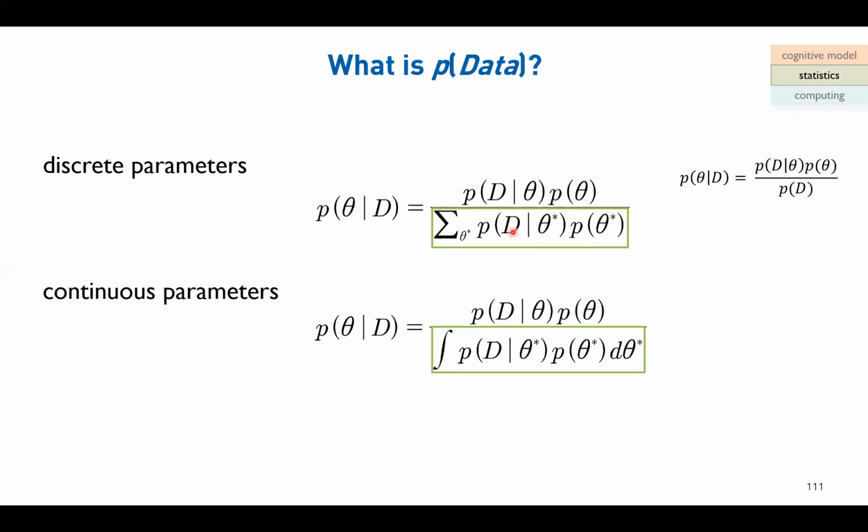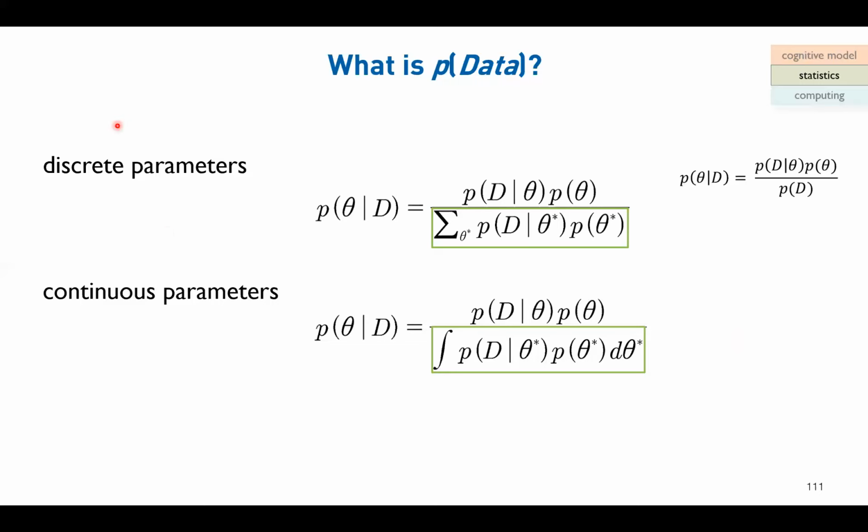So how to do it? You just normalize it, right? Using P of data. And then the P of data, if we recall from the last lecture, basically means the marginal probability. So P of data given all the possible thetas, okay? So this is the marginal probability of data, regardless of all the possible theta outcomes.